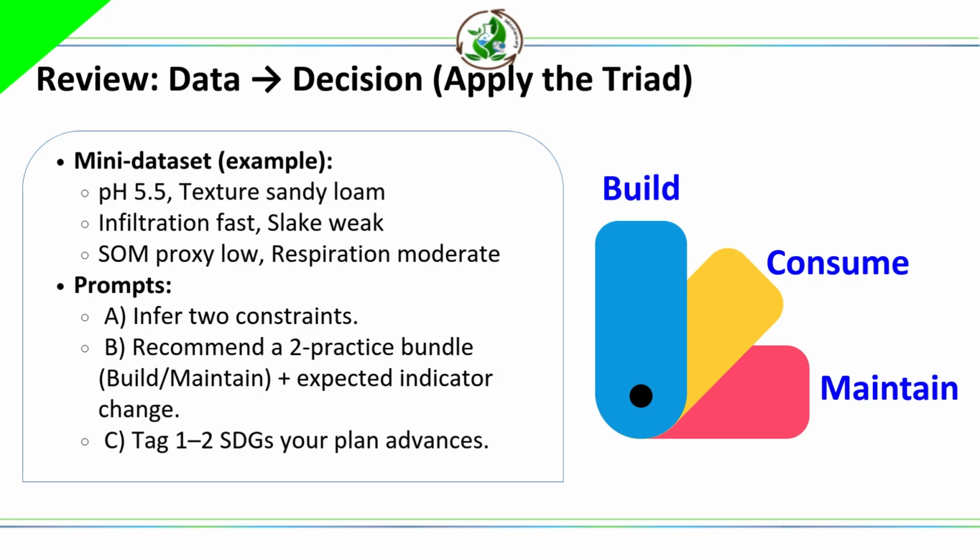Also, think of an SDG. Cover crops contribute to zero hunger via better yields and clean water via less erosion, for example. Discuss your ideas, and we'll share after a few minutes. This exercise shows how we use the triad and data to make evidence-based soil decisions.